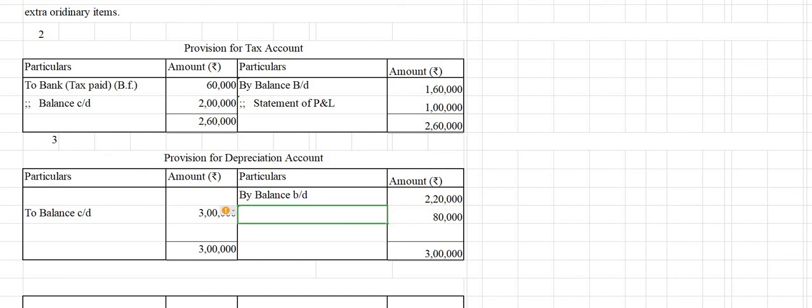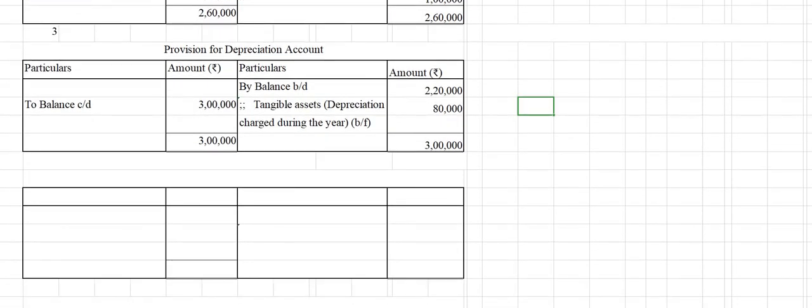What is this? Opening balance was 2,20,000 only, closing balance became 3 lakh. So that is because of depreciation created during the year. Depreciation is created for the tangible asset, so we can write here by tangible assets. That means the depreciation charged during the current year. Okay, depreciation charged during the current year, that is the balancing figure of the account.